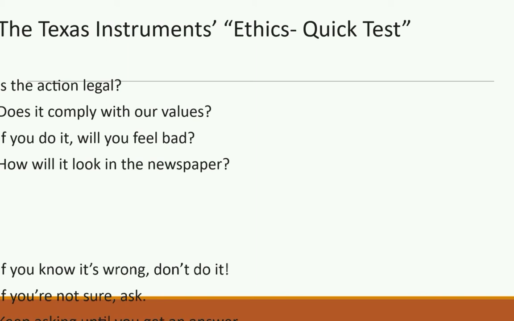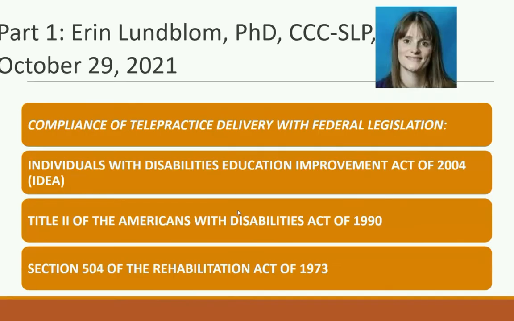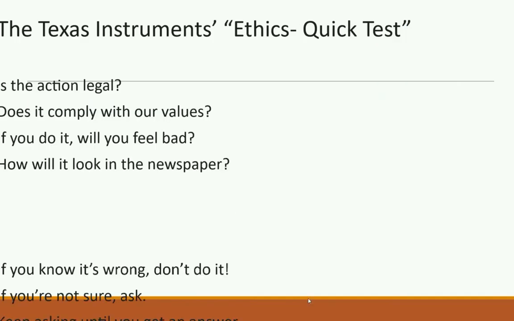We usually know if we've done something we're not supposed to, or we're thinking about it. We don't feel just right about it. And if you just think about how will it look in the newspaper or in the ASHA Leader when we're called out by the ASHA Ethics Committee, how's it going to look? We don't want that, think about that. If you know it's wrong, just don't do it. Okay. And if you're working someplace where they're asking you to do the stuff that's wrong, it's probably not the best place to be. If you're not sure, ask. And there's something else on the bottom, but I think that had to do with just keep asking until you get the right answer.